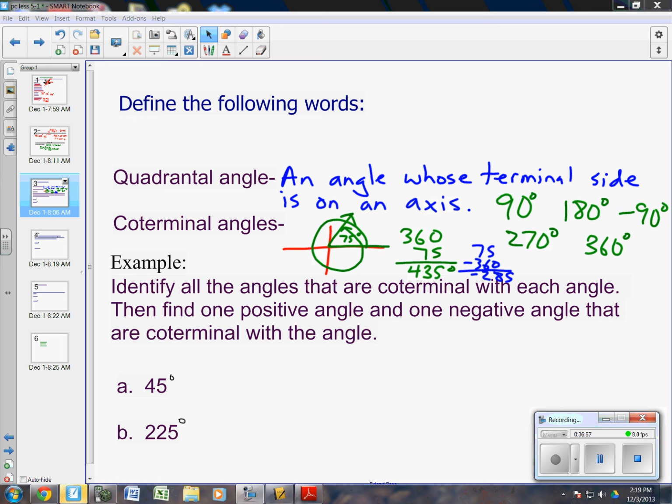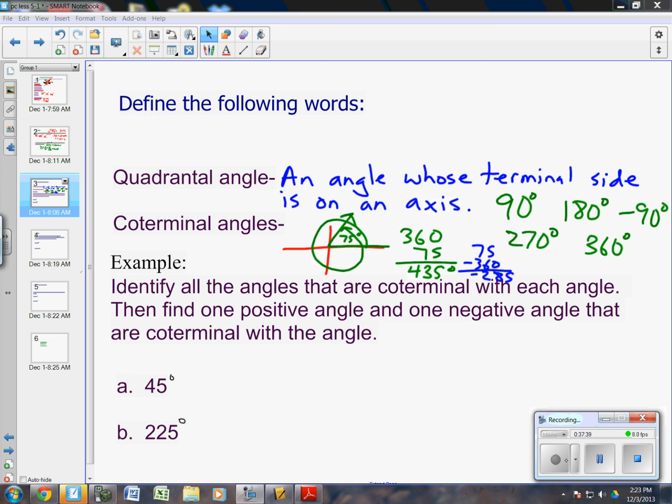Now, this is what I want you to do. On A and B, listen for the instructions, you guys. I want you to name two positive angles that are coterminal to 45, and two negative angles coterminal to 45. Two positive and two negative. And then the same right here with 225: two positive and two negative angles coterminal to 225. No, because this is 45 degrees. I want a different angle. Okay, go.